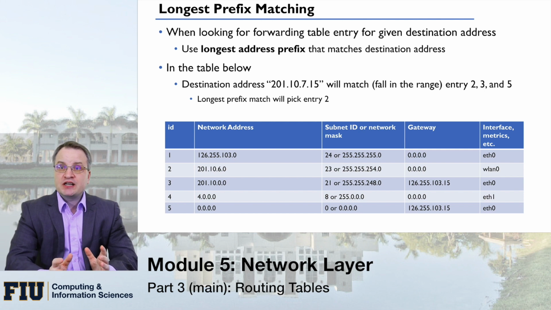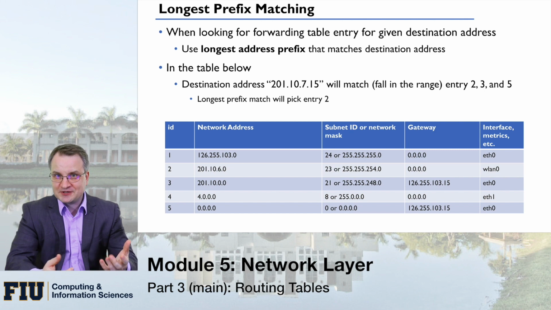So far I was talking about the routing table in general, meaning there are some entries in the routing table and I'm trying to match one of those entries. But there is a little bit of additional logic associated with the routing entry because, in the same routing table, there are potentially multiple entries that can match the same IP address. For example, if I got an IP packet with destination address 201.10.7.15, and I try to decide where to forward it, it will match the ranges defined by entries 2, 3, and 5. And I hope you know how to calculate those things.